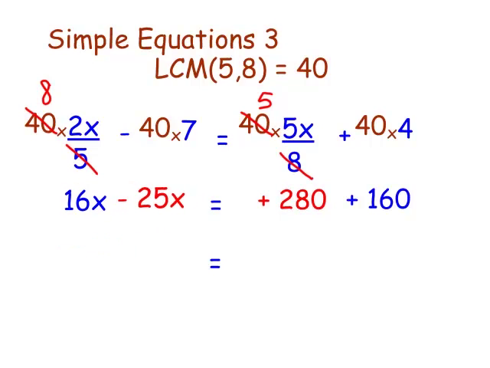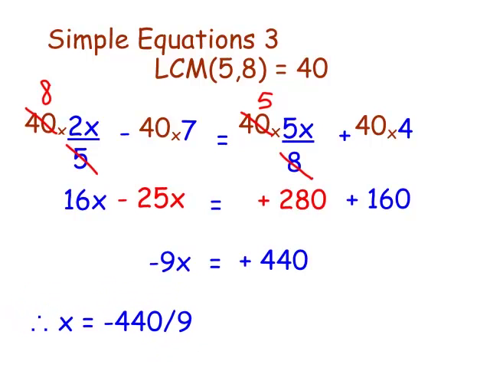Now, what happens now? Well, hopefully we can see 16x minus 25x is minus 9x. And this one obviously is 440, positive in that case. Then we say, well, therefore x is equal to minus 440 on 9, because we know when we get a positive divided by negative, the answer is negative. Or if you like, as a mixed numeral, minus 48 and 8/9.